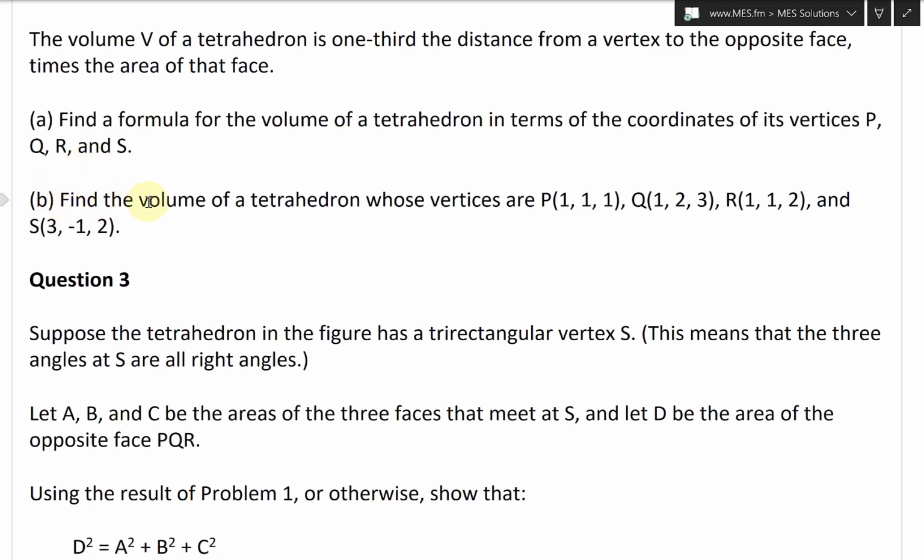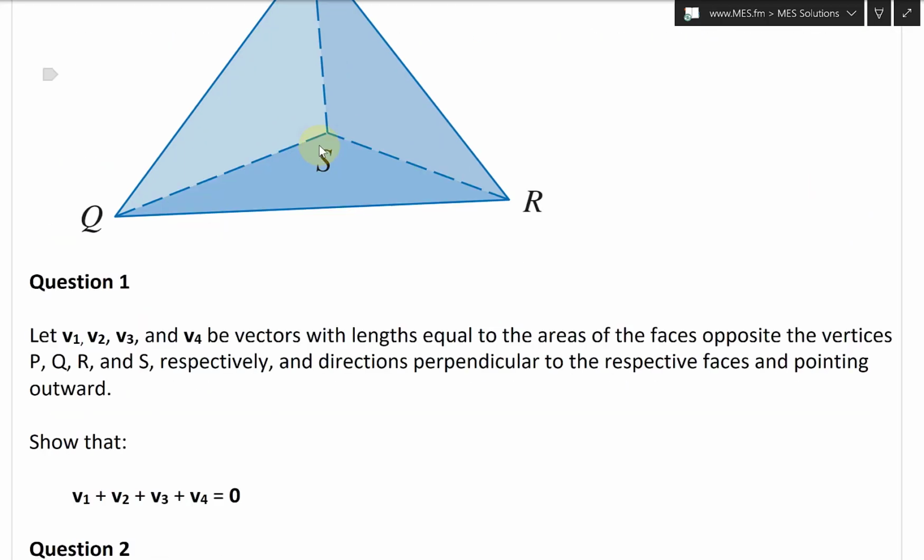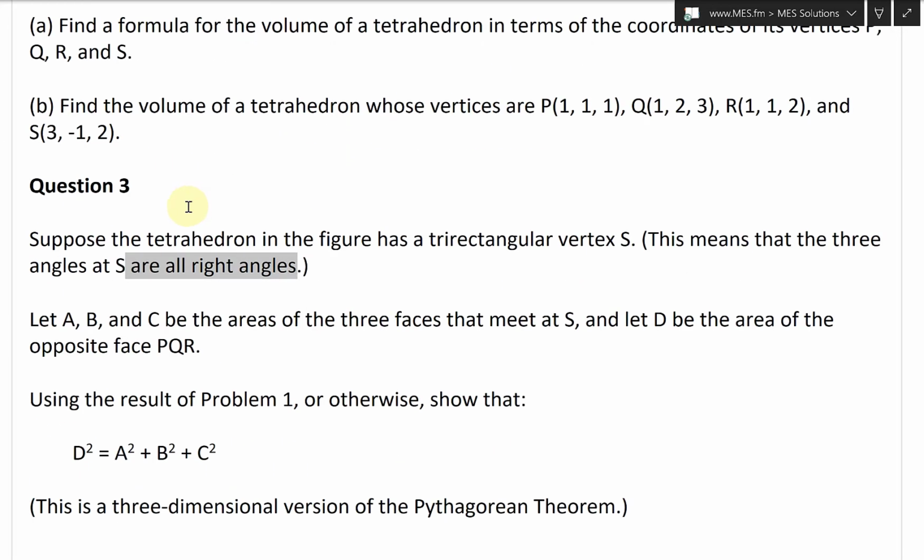And then part B states, find the volume of a tetrahedron whose vertices are P(1, 1, 1), Q(1, 2, 3), R(1, 1, 2), and S(3, -1, 2). And then question 3 says, suppose a tetrahedron in the figure has a tri-rectangular vertex. This means that the 3 angles at S are all right angles. Again, that's this whole setup where all the angles at the point S are right angles.